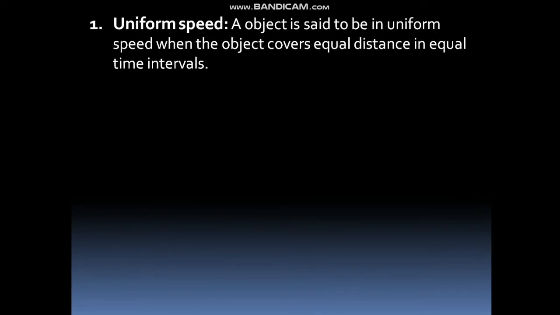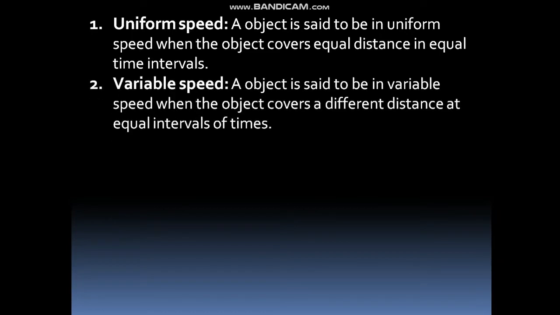When you talk of uniform speed, then any object which covers equal distance in equal time intervals is said to travel with uniform speed. So we say an object is said to be in uniform speed when the object covers equal distance in equal time intervals. Remember, uniform means same.